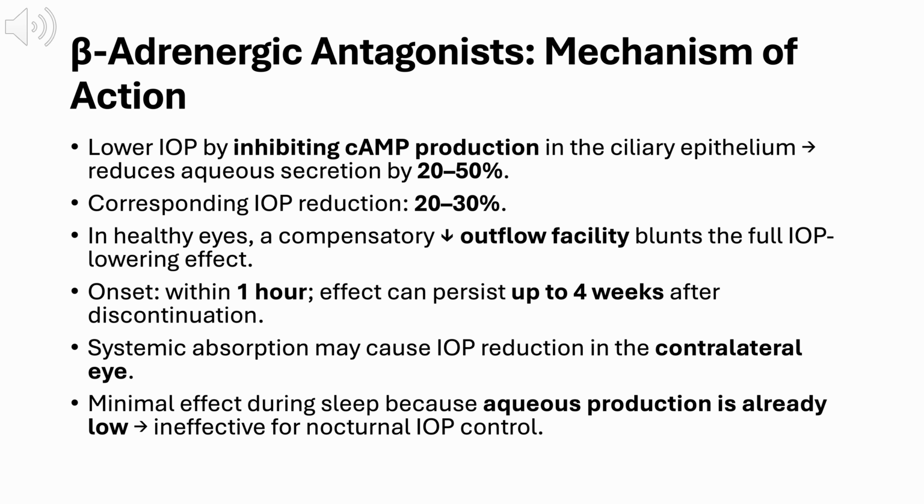Beta-adrenergic antagonists lower intraocular pressure by inhibiting cyclic AMP production in the ciliary epithelium, which reduces aqueous humor secretion by roughly 20 to 50%. This results in an overall pressure reduction of about 20 to 30%. In healthy eyes, a compensatory decrease in outflow facility can blunt the full effect, but in glaucomatous eyes, the reduction is more pronounced. The onset of action is rapid, occurring within about an hour, and the pressure-lowering effect can persist for up to 4 weeks after discontinuation.